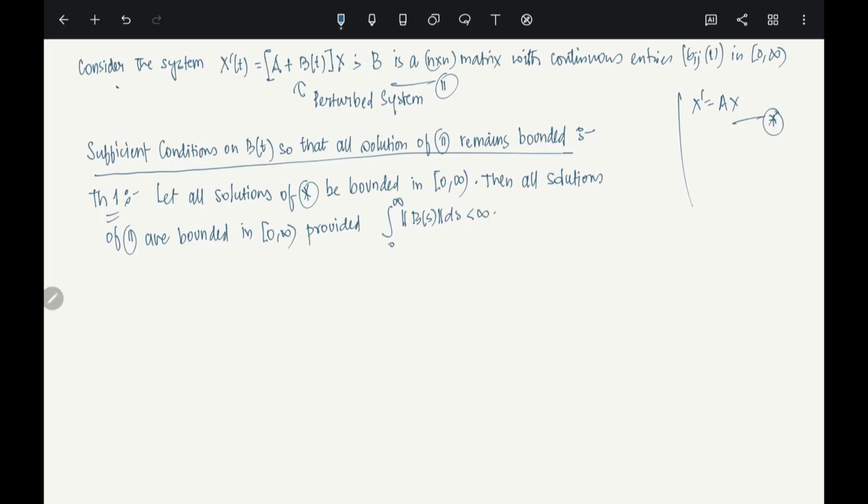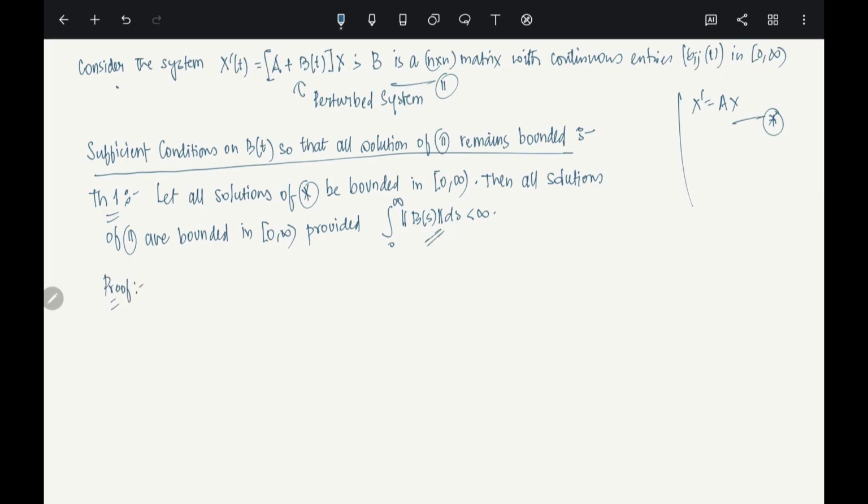Fine. So we have to prove it. What does the theorem say? It says that if all solutions of the homogeneous problem are bounded, once you put initial data the solution is unique, but generally it has many solutions. If you are interested in the solutions of the perturbed equation, you look at the homogeneous problem. If all its solutions are bounded, then all solutions of the perturbed equation are also bounded, provided that the integral from 0 to infinity of the norm of B(s) ds is finite. So let's look at the proof.